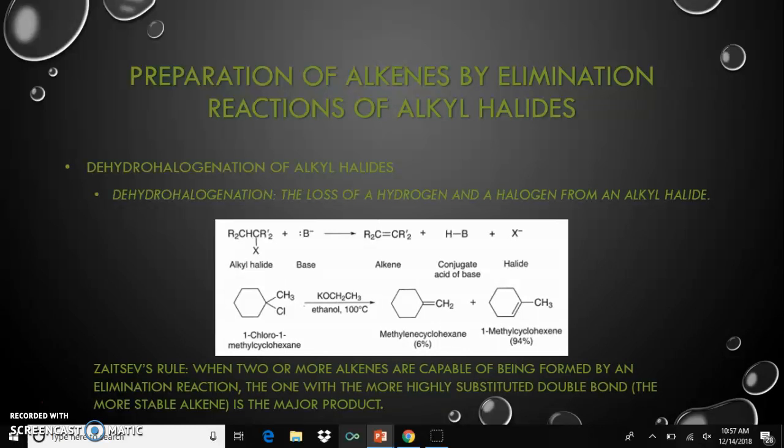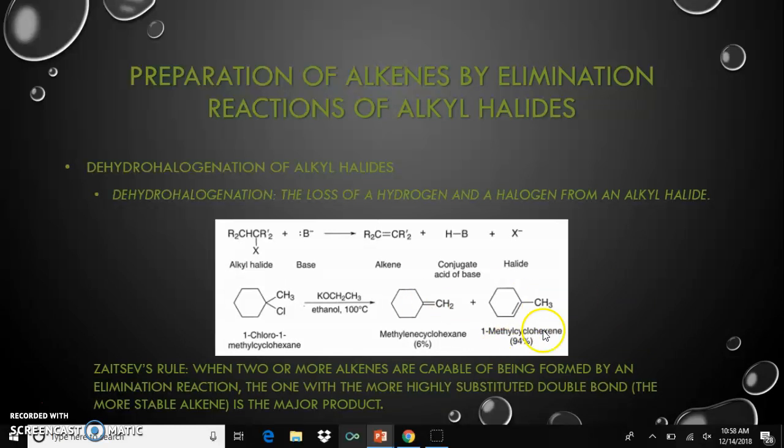Regioselectivity is in accord with the Zaitsev rule. A concerted E2 reaction pathway is followed. Carbocations are not involved and rearrangements do not occur. An anti-coplanar arrangement of the proton being removed and the halide being lost characterizes the transition state.